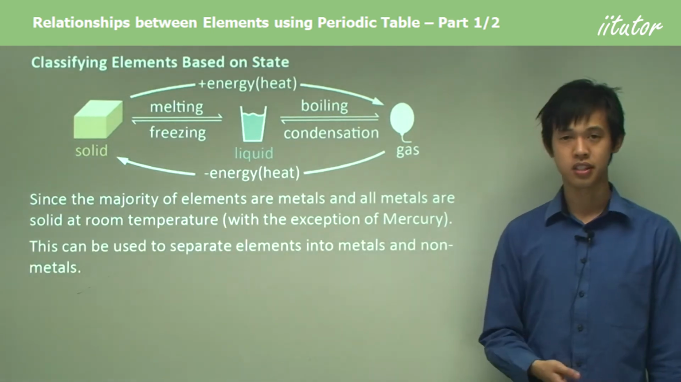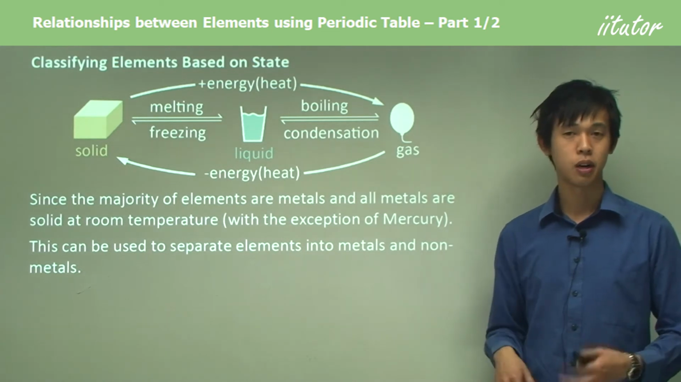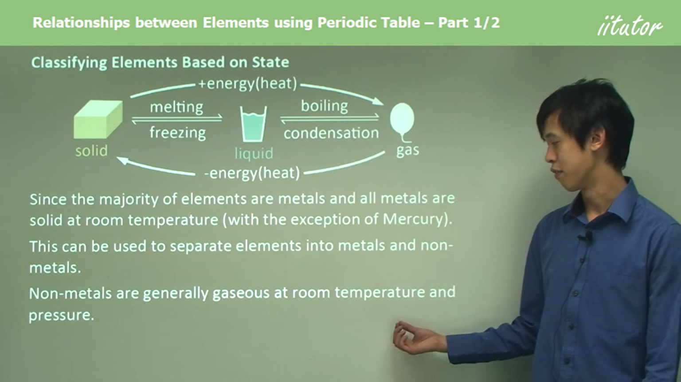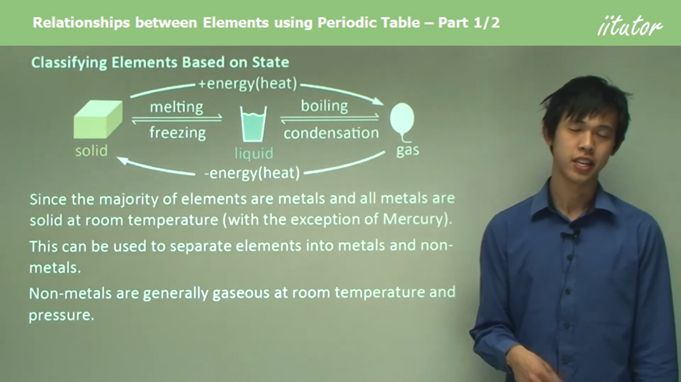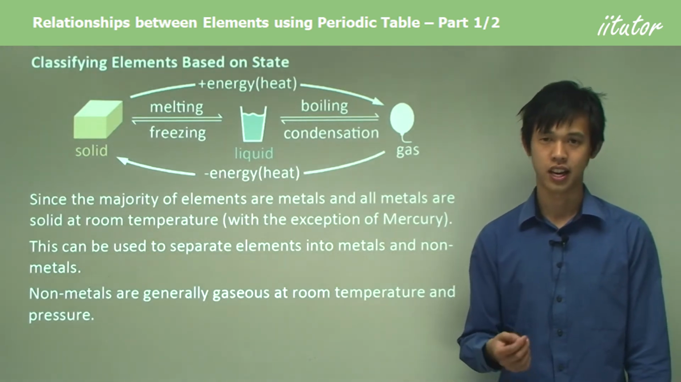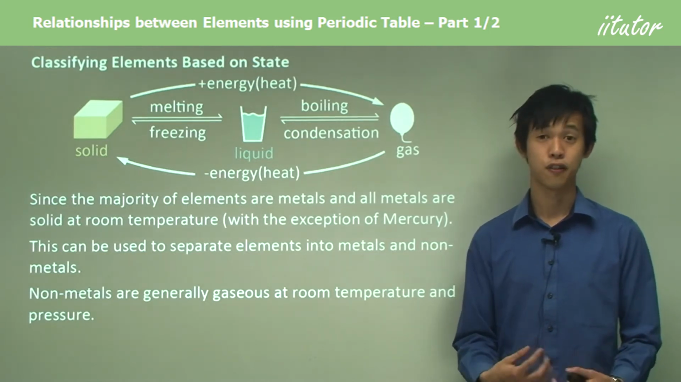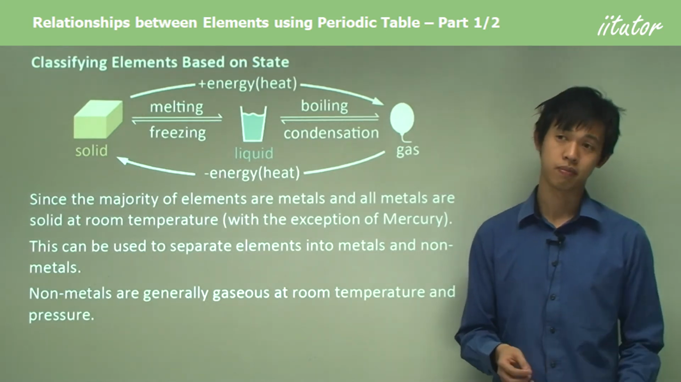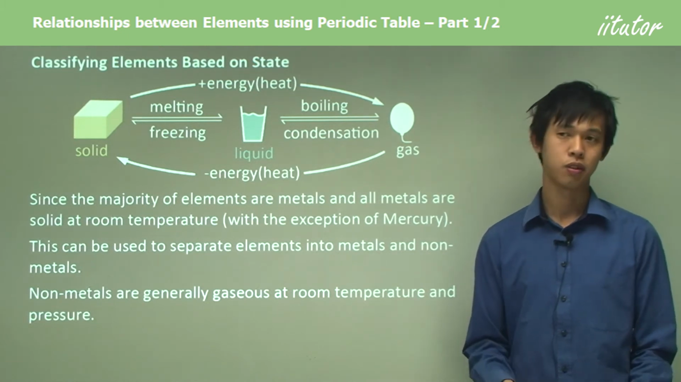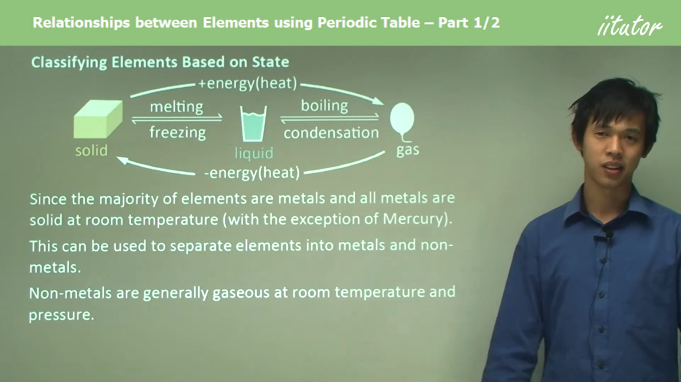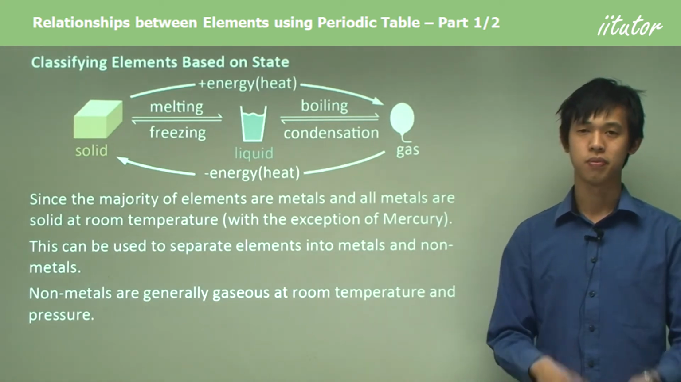So this can be used to separate metals from non-metals, because non-metals are often gases. Non-metals are often gases at room temperature and pressure, with the exception of sulfur and carbon, as well as iodine. So iodine is crystal, sulfur is crystal, carbon can be crystal in diamond form, could be solid in graphite form. Obviously exceptions come up, and that becomes difficult to differentiate then.